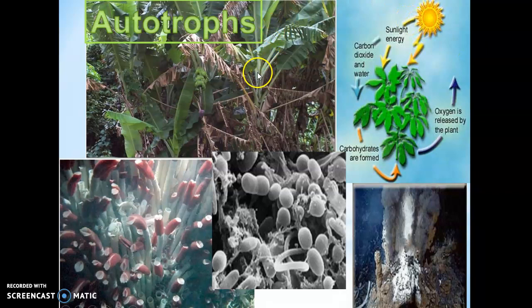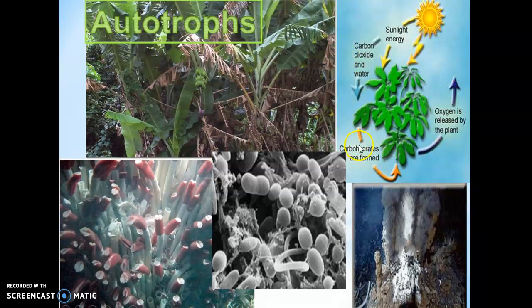Autotrophs can make their own food, which is glucose, two ways. The main way that we all know about is photosynthesis. So we've just gone through photosynthesis, and everybody hopefully remembers what photosynthesis is. It's using the energy from the sun to power the chemical reactions of rearranging carbon dioxide and water from the environment into carbohydrates and oxygen.